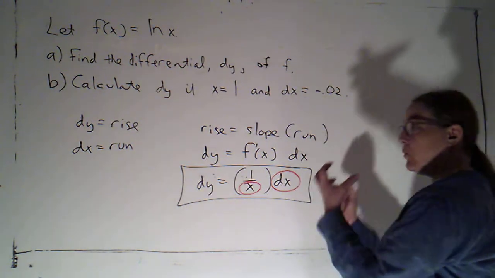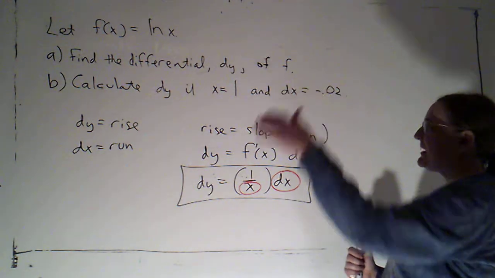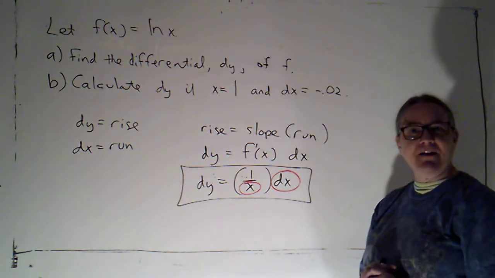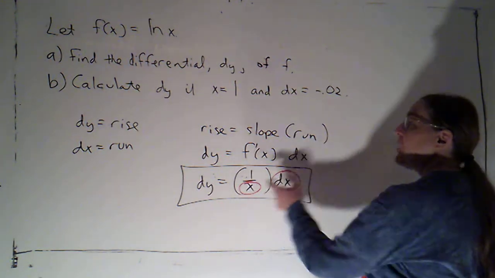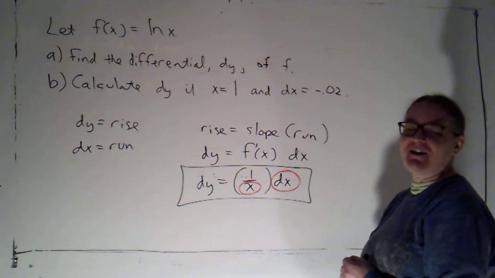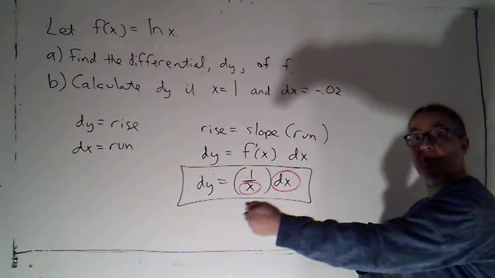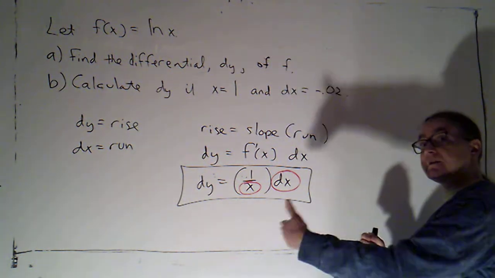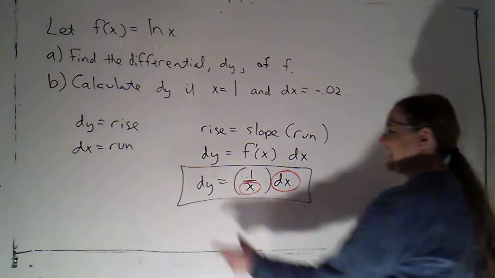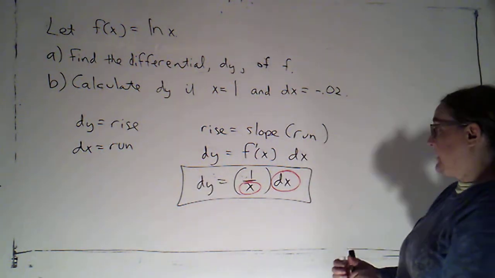I need to know the slope of which line we're talking about, because there are infinitely many points on the graph of the natural log of x. Each of them has a different tangent line. So I need to know which slope of which tangent line we're talking about. And then I also need to know how much we are changing x. How far are we moving away from that point horizontally? And then I can calculate how much we would move away on that line vertically.